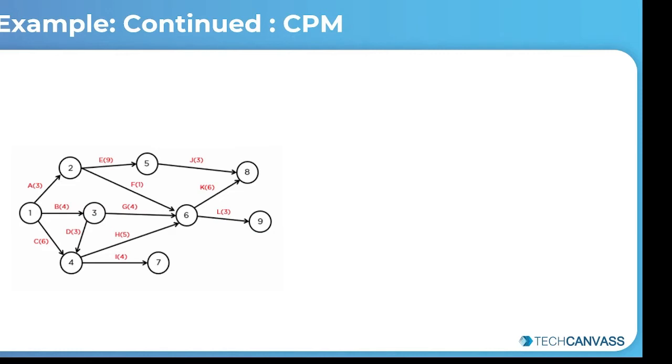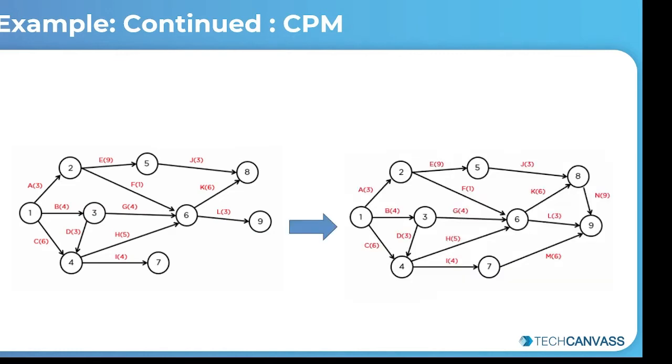So we will now go to activity M. The activity is preceded by activity I. Similarly, we can connect an arc from node 8 to 9 for activity N, like this. So now, looking at this diagram, our network diagram is complete.